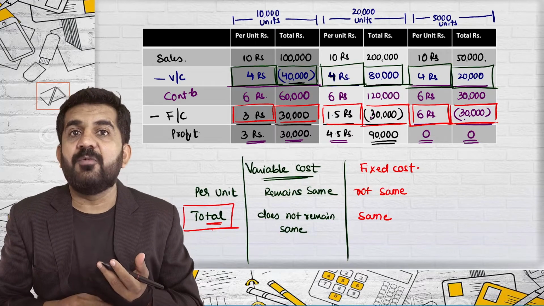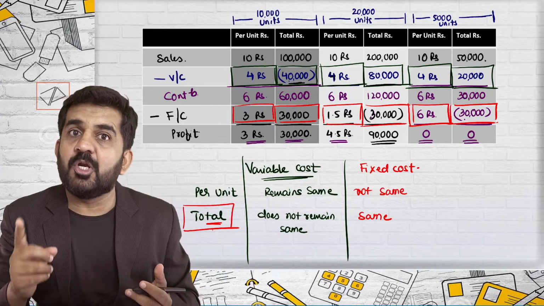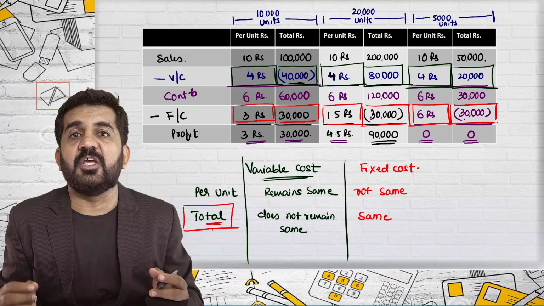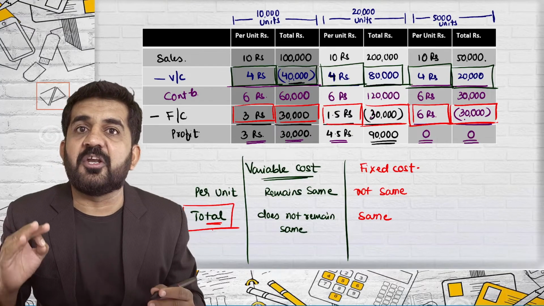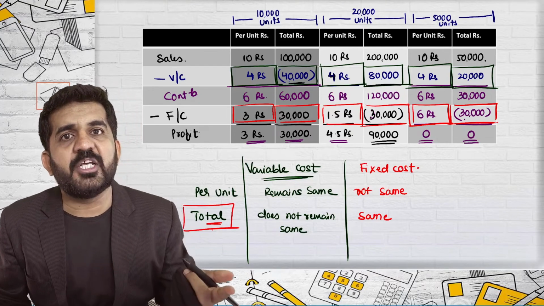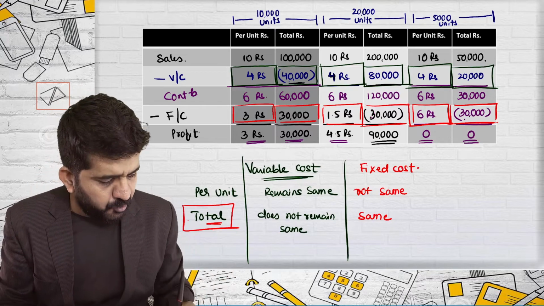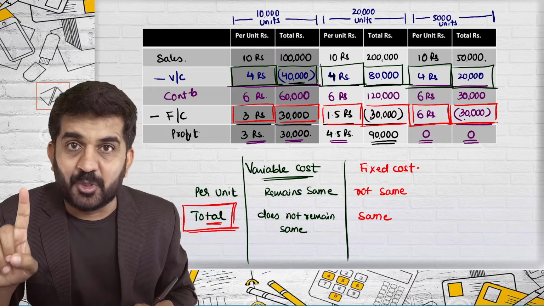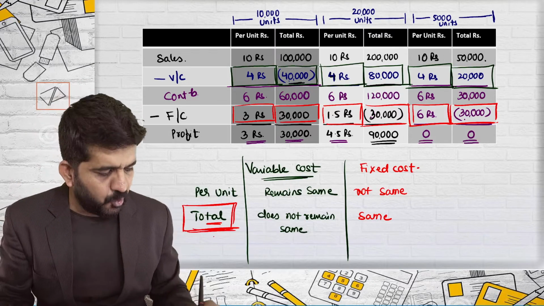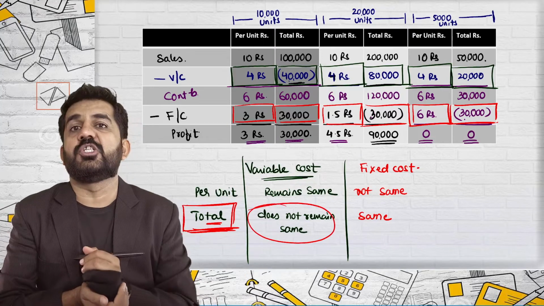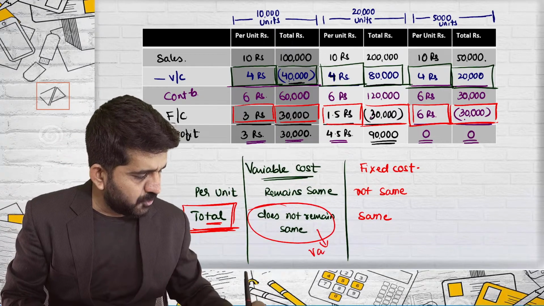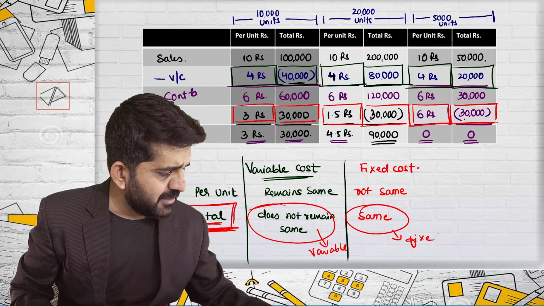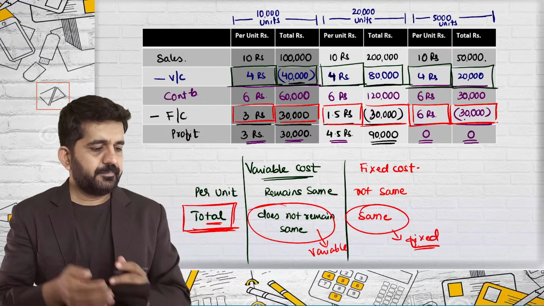So, sir, variable cost remains fixed? Yes, variable cost per unit is always fixed. If you don't change the prices of your raw material, your variable cost per unit remains the same. Sir, then it should not be called variable cost. No, the name is given from the total perspective. Variable cost per unit is the same, so it should be fixed, but the name is given from the total. Because variable cost in total does not remain the same, it is termed as variable. Fixed cost in total remains the same, so it is termed as fixed cost.